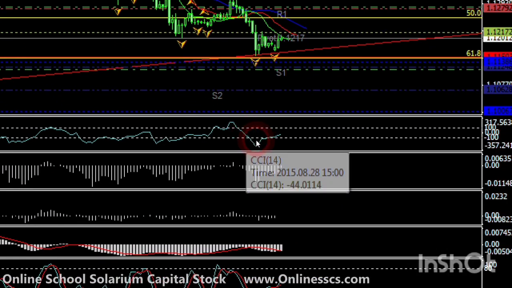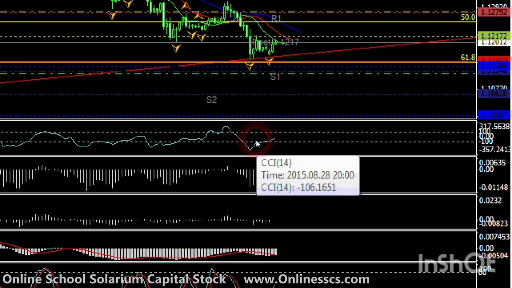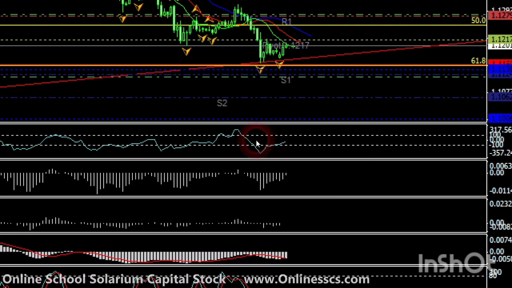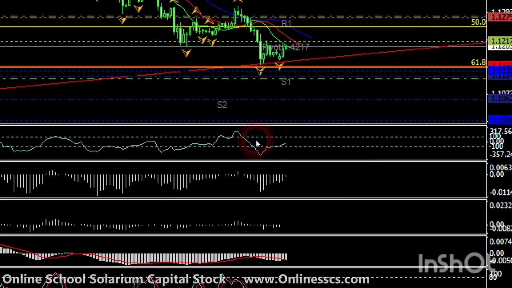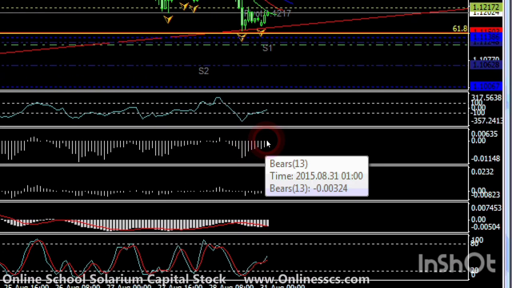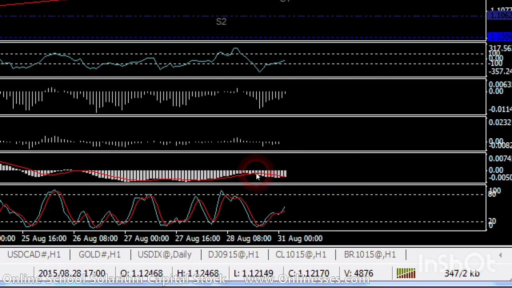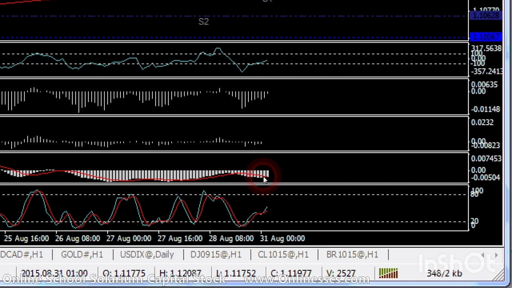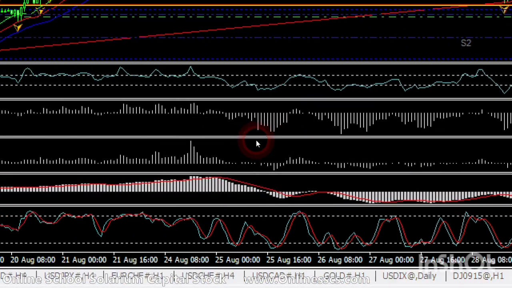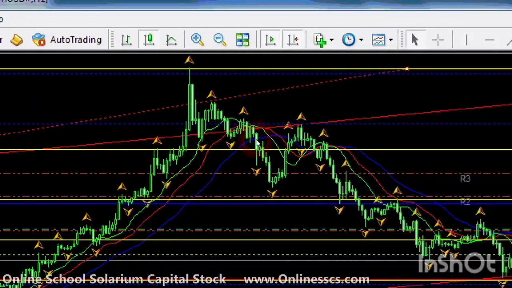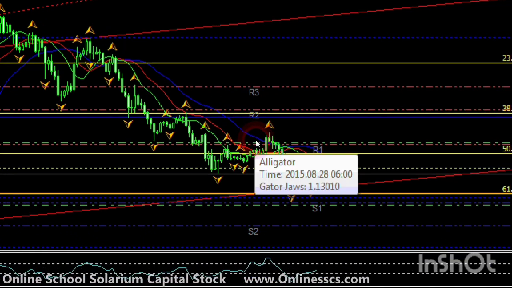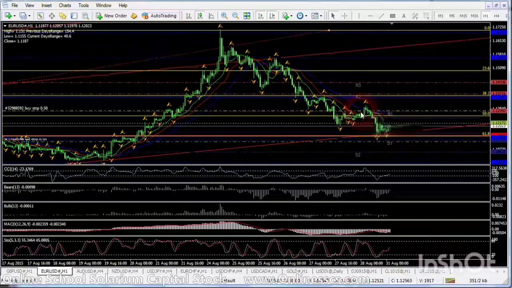The alligator. This is the CCI. I've tried to press them a little bit. Don't zoom in too much. This is the bears. The bull's power. MACD is a sell signal. The stochastic is giving me a buy signal. I wanted to zoom in for you to see clearly.